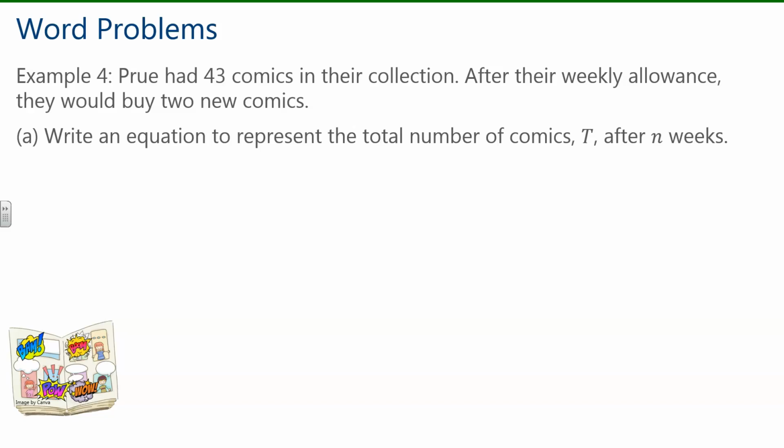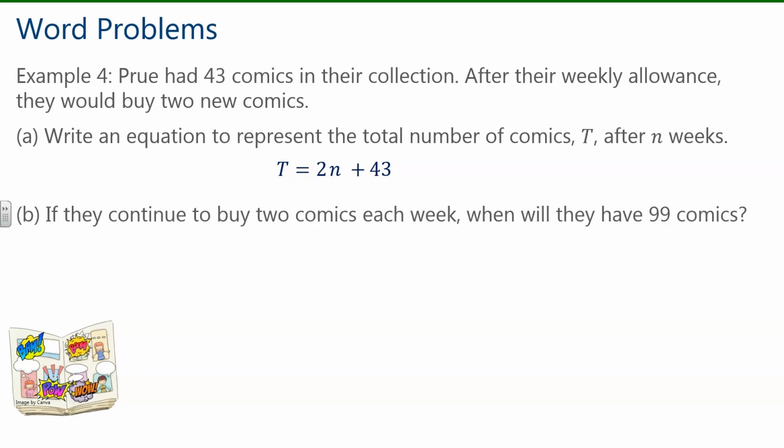Now in this last example it says, Prue had 43 comics in their collection. After their weekly allowance, they would buy 2 new comics. Write an equation to represent the total number of comics, T, after n weeks. So we can write this as T equals 2n plus 43. Where the 2 comes from the fact that they buy 2 new comics every week. That's how much it's changing by. And 43 is how much they had initially. They had 43 comics to start.